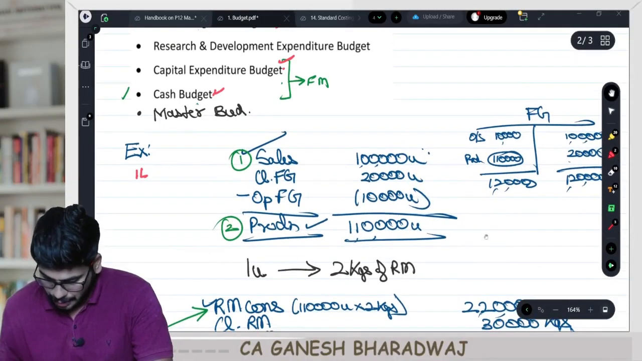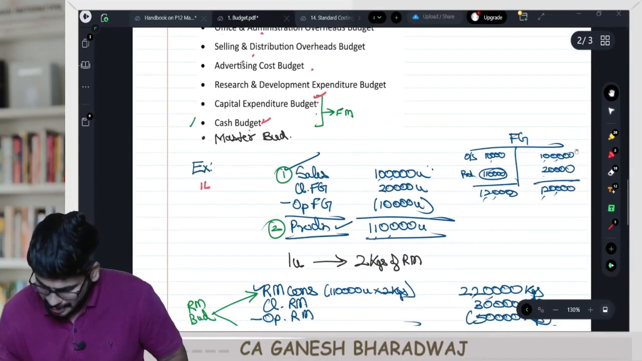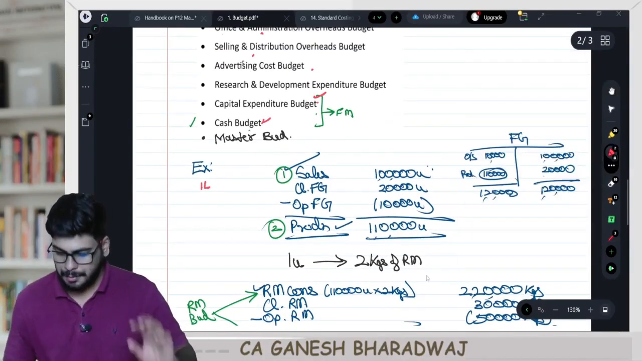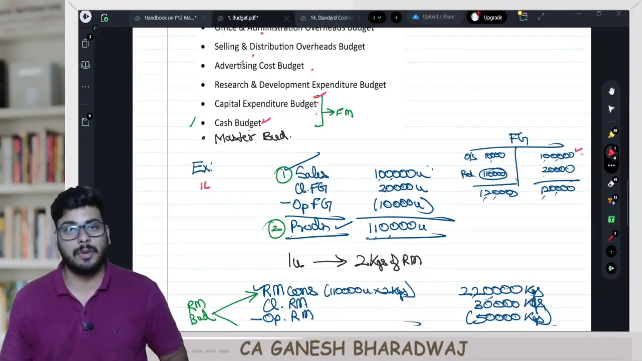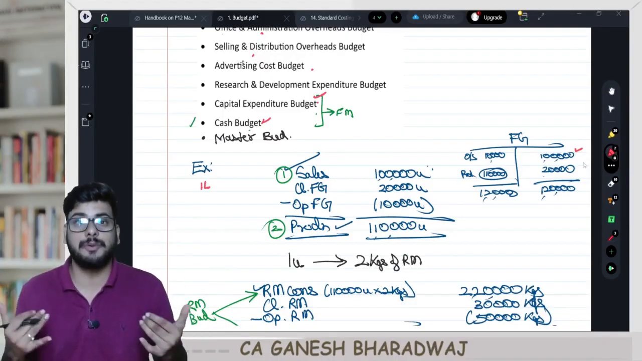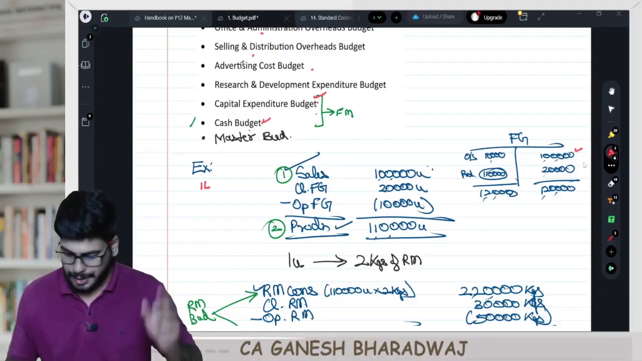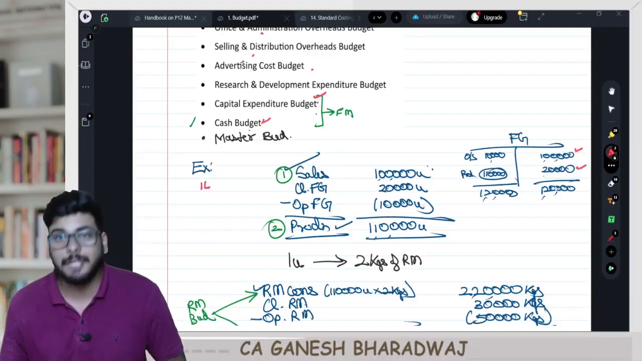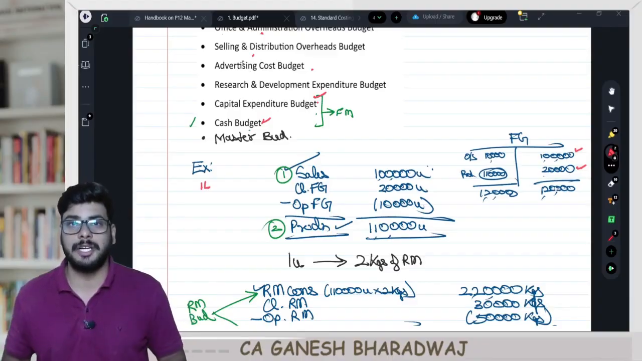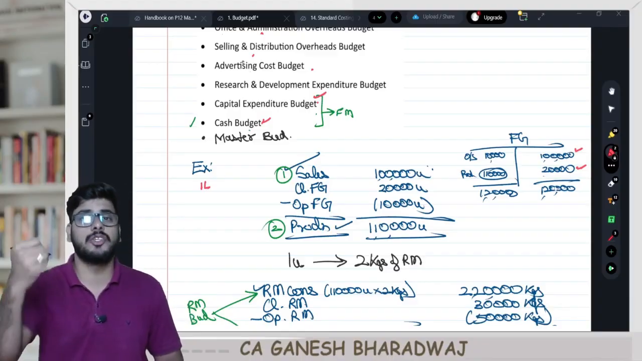Now, if you look at this, you'll be able to understand this. Basically, how much the company needs to produce and keep? They are planning to sell 1 lakh units, which need to be produced. Apart from that, they are saying you need to produce and keep as a stock 20,000 units. So overall, I need to produce how many units? 1,20,000 units.